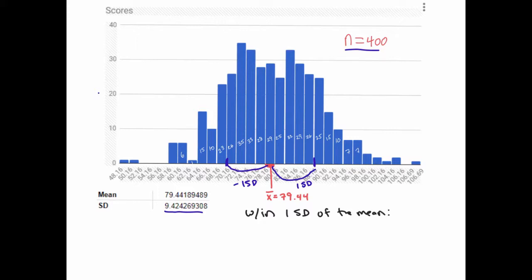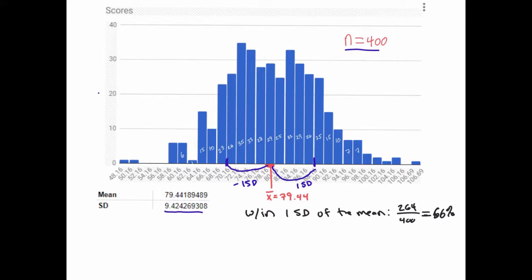Within one standard deviation of the mean, there are 264 data values, and if we divide that by the total 400, that gives us the percent, which is 66%. It's not just about 66%, it is exactly 66%. So I would say 66% of the data values fall within one standard deviation of the mean.